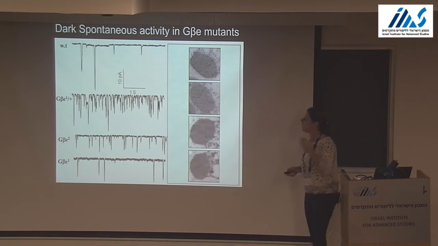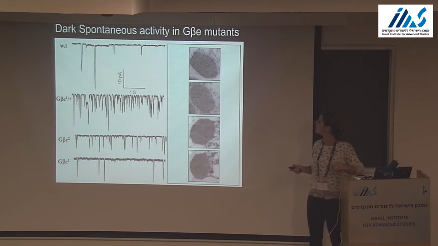But then we did the electrophysiology of these mutants, and surprisingly, maybe not surprisingly, what we saw, these are all recordings done in dark state. So these flies were not subjected to light, and while there is almost no spontaneous activity in wild-type flies, in the heterozygote mutant we had massive spontaneous activity. So again, these are in the dark.